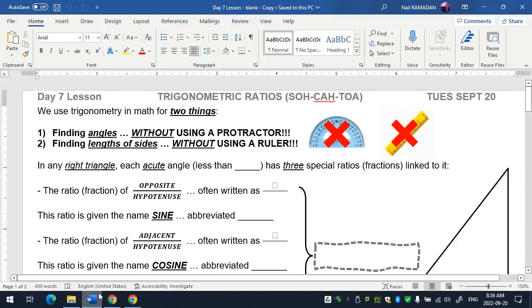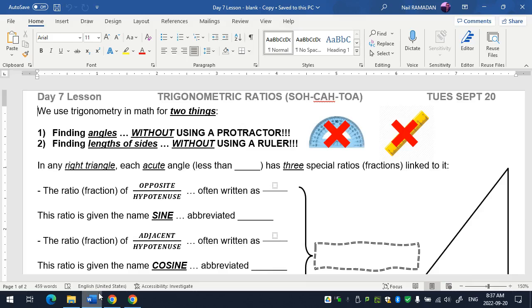Today's lesson is the very first day of officially introducing what we call trigonometric, or just trig. No one says trigonometric or trigonometry. Everyone says trig, trig, trig. You just say the first four letters, okay? And we will be dealing with this very famous phrase that will stay with you in grade 11 and 12. It's called SOH-CAH-TOA, okay?